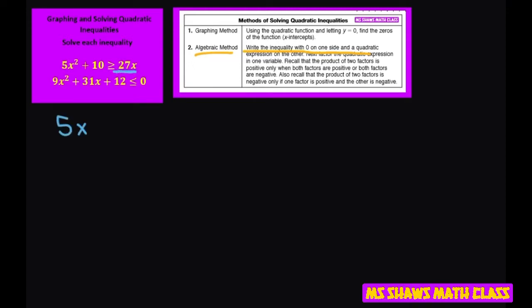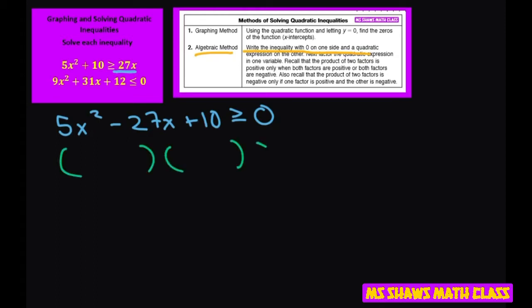So you get 5x squared minus 27x plus 10, greater than or equal to 0. And then we're going to factor this. Let's see what we get when we factor. And that's going to be x, let's put 5x minus 2, and then we'll have x plus 5, or x minus 5, sorry. Double check that. When you look at it, that is correct.